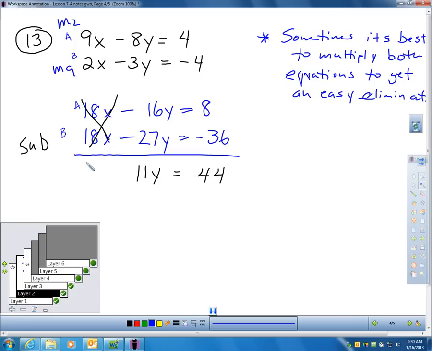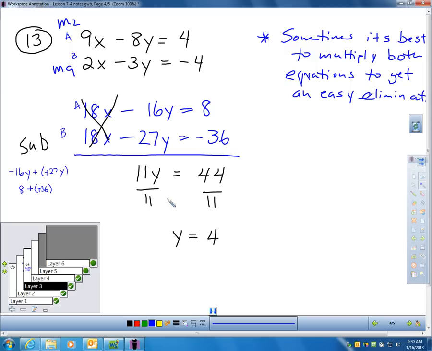18x minus 18x eliminates, but here's where you've got to be real careful. We have negative 16y minus negative 27y. So think about that. I'm going to write on the board here what I just did. I did negative 16y minus negative 27y. Well, remember, add the opposite. That's actually 11y. And 8 minus negative 36, that's add the opposite. That's actually 44. So now I can divide by 11.